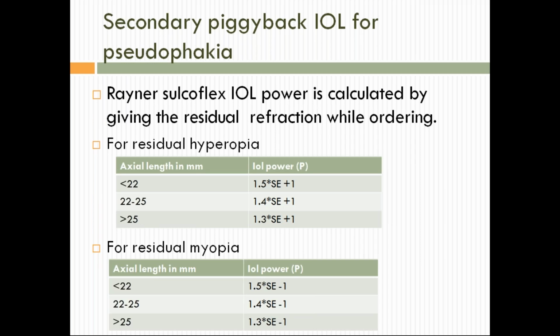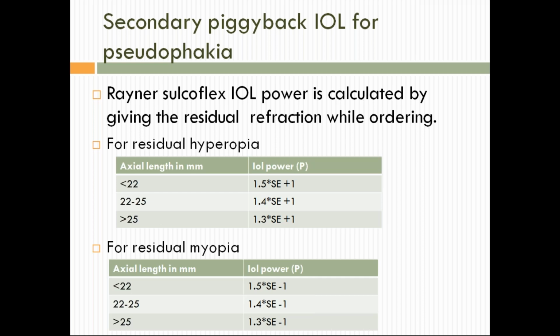So for residual hyperopia, if the axial length is less than 22 mm, then IOL power of 1.5 into spherical equivalent plus 1 can be used. And for axial length of 22 to 25 mm, IOL power of 1.4 into spherical equivalent plus 1 is used, and for axial length of greater than 25 mm, IOL power of 1.3 into spherical equivalent plus 1 is used.